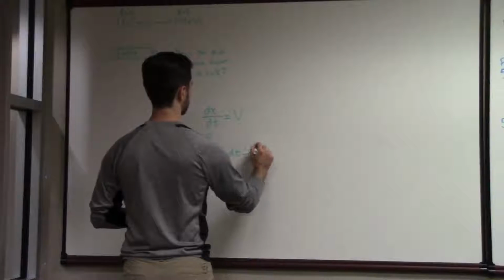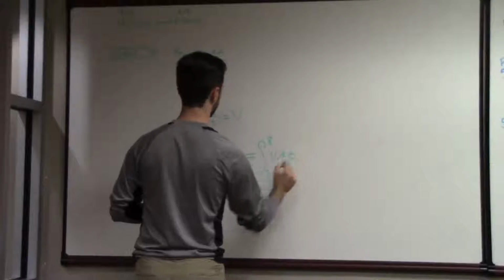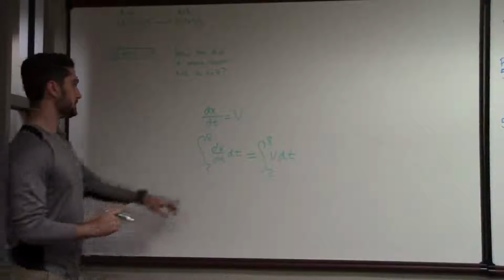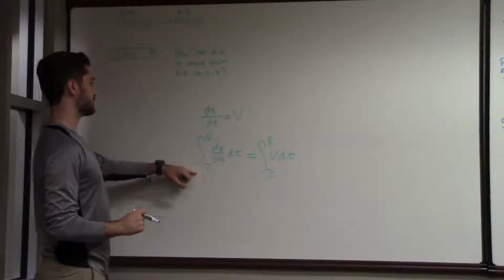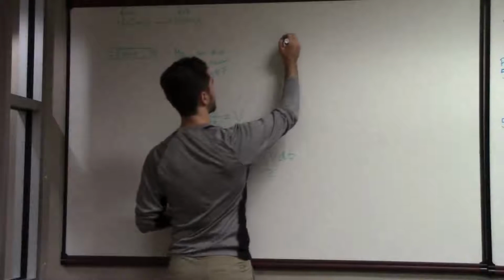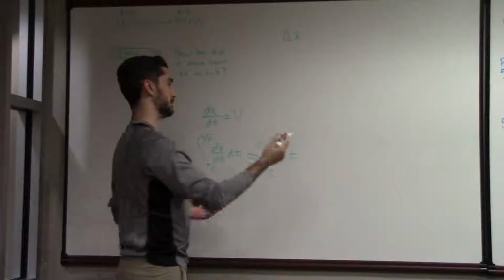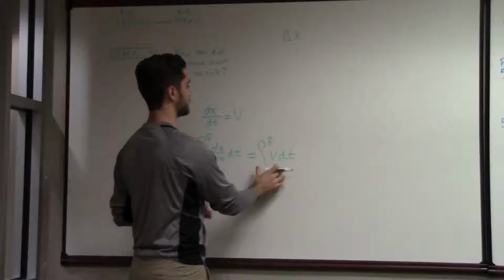This will be equal to the integral from 2 to 8 of velocity with respect to time. Now, what this is going to give me is the displacement from t equals 2 to t equals 8. I'm going to write this up here. So I'll just call this delta x, and we know this is going to be the displacement from 2 to 8. And now v. What is v?